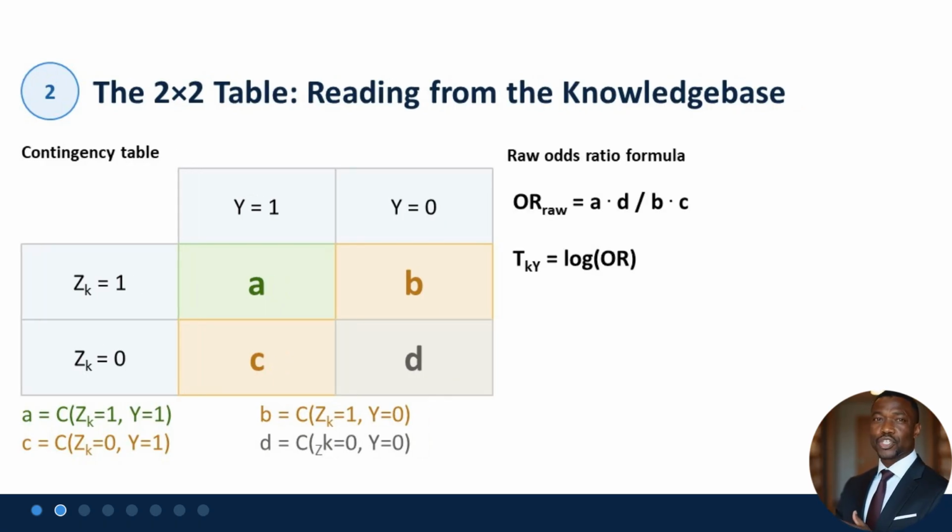The raw odds ratio is A times D divided by B times C, and the total effect is the natural log of that ratio. 2 problems arise in real data. 0 cells cause division by 0 or multiplication by 0, and small samples produce inflated odds ratios because D tends to be enormous. DEMI has a specific correction for every situation.